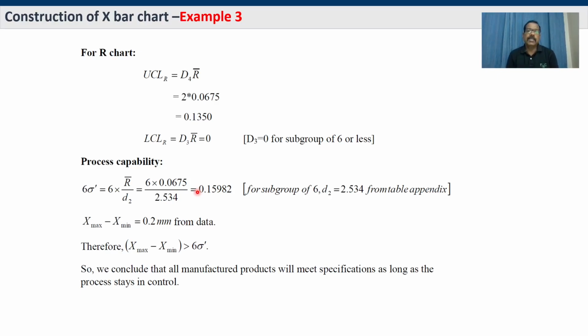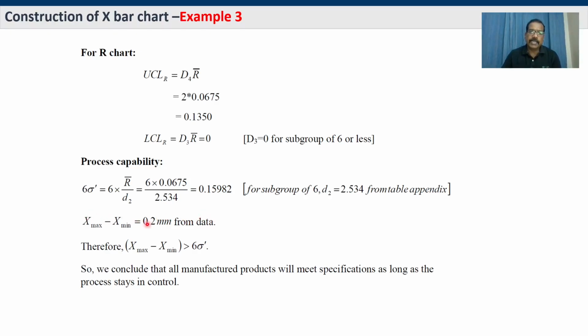Range value in the sense X max minus X minimum. So it is given as 0.2 millimeter from the data. So where did they calculate it? In order to calculate the range, generally for each subgroup you will have X max and X minimum, then you can find the difference.